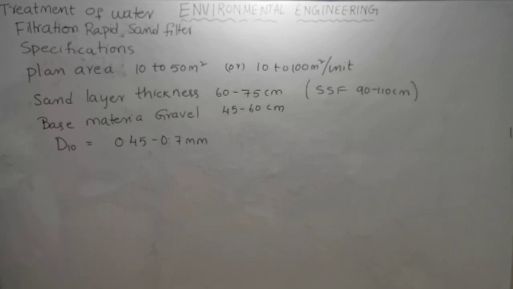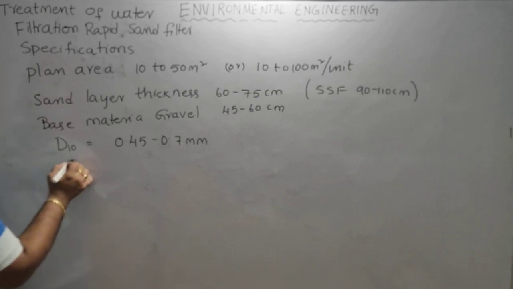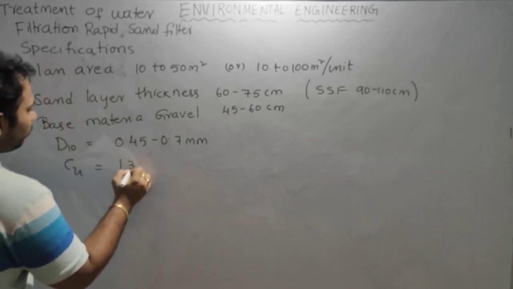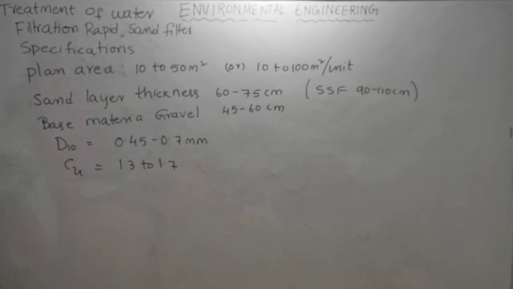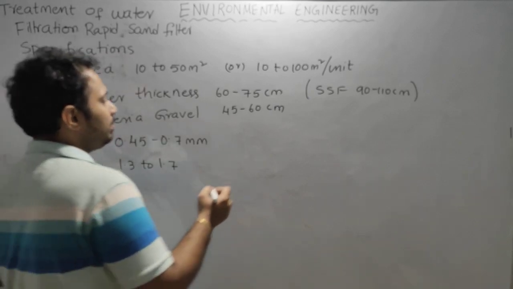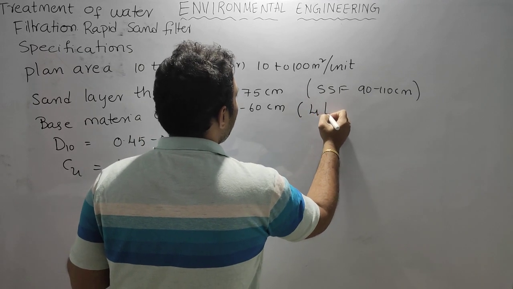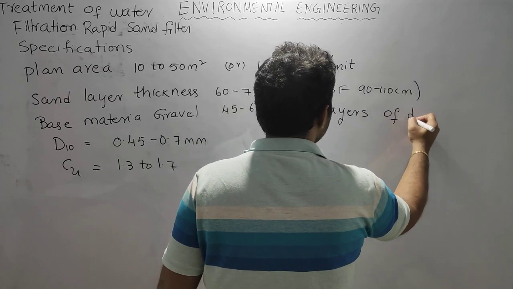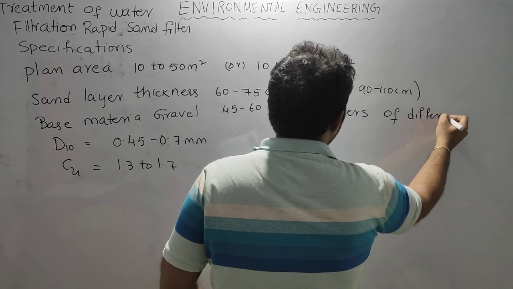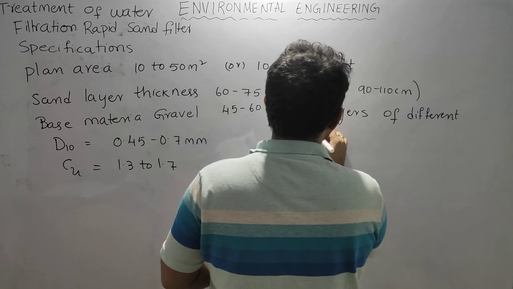And CU, coefficient of uniformity, is 1.3 to 1.7. So in rapid sand filter, better gradation of gravel is necessary because here the base material gravel is laid in 4 layers of different sizes.